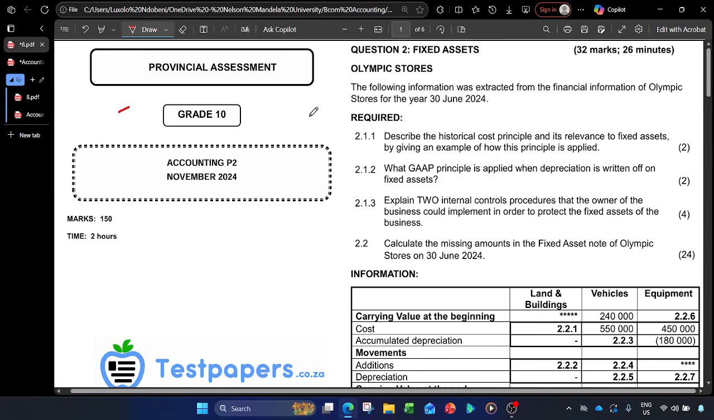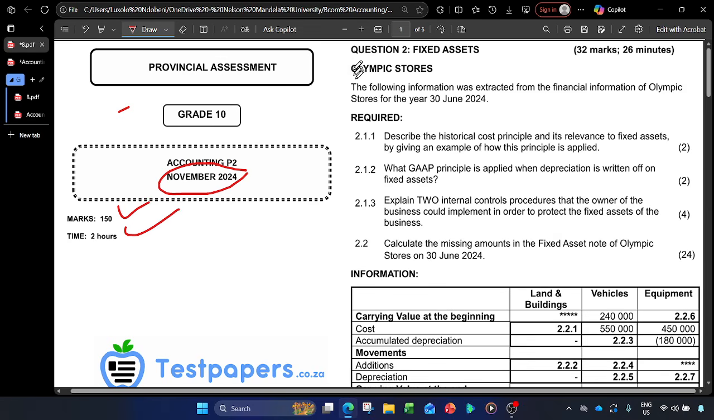Now we're moving from paper 1 to paper 2 as we prepare for exam accounting paper 2 for grade 10, right? So this is the question that we'll be doing, which was the professional assessment accounting. It was the question November 2024. The total marks was 150 and the duration was 2 hours.